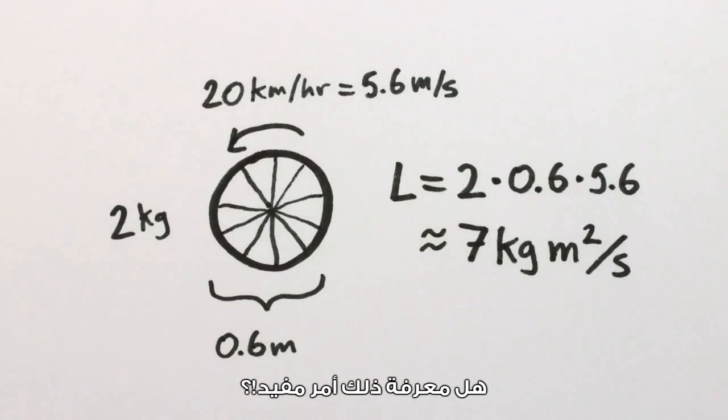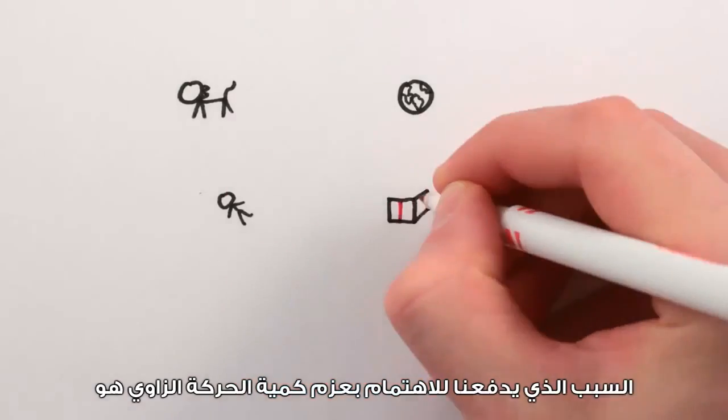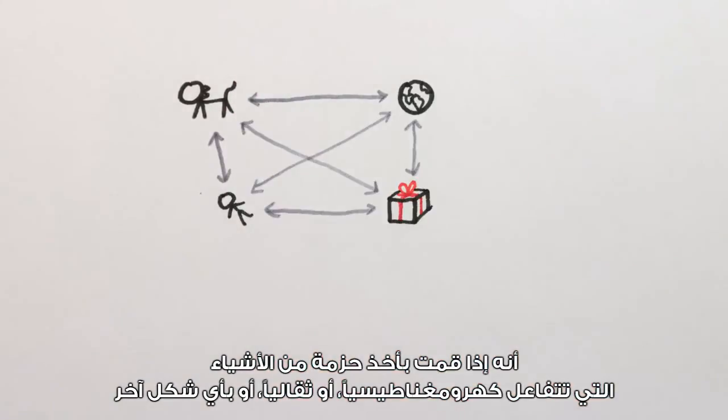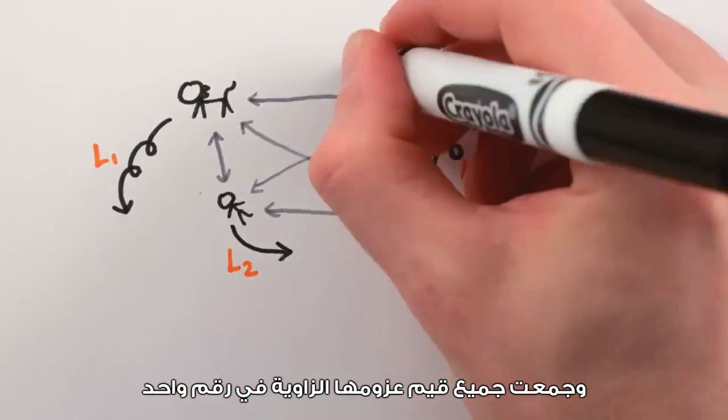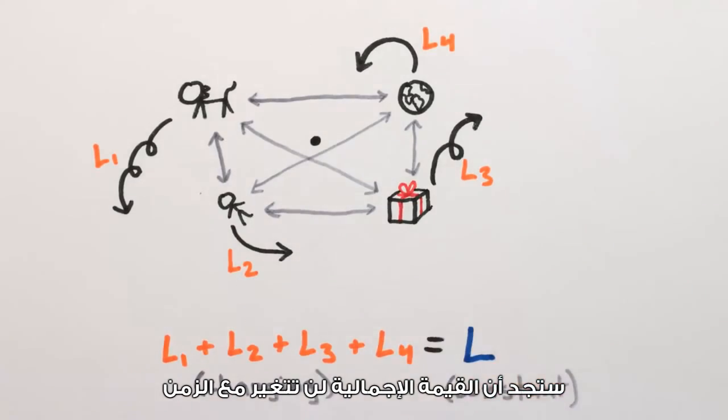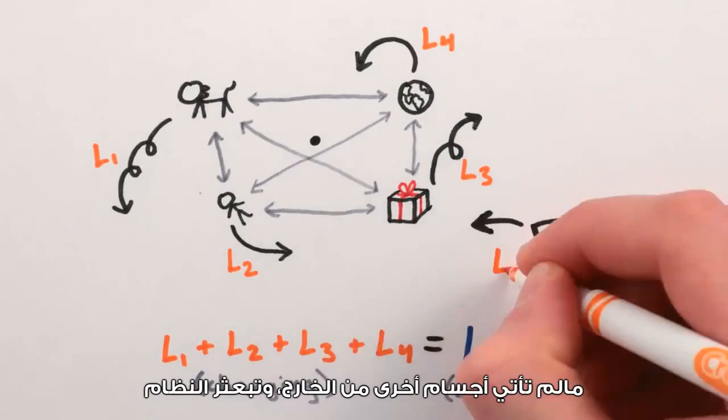Is that useful to know? The reason we care about angular momentum is that if you take a bunch of objects that are interacting electromagnetically or gravitationally or whatever, and add up all of their angular momenta into one number, then that total value won't change over time, unless some other objects from outside come in and mess things up.